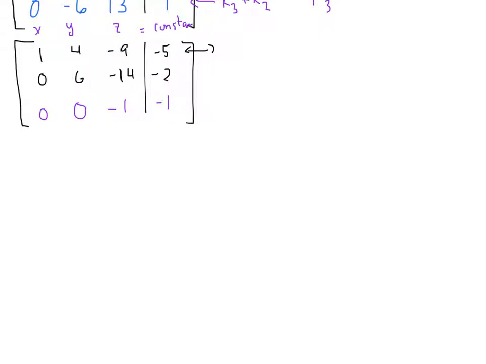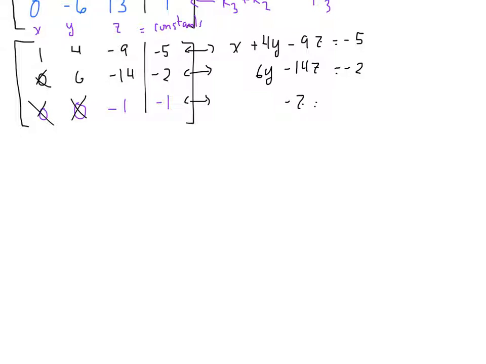And so now I'm going to translate back to equations, and this first line is x plus 4y minus 9z equals negative 5. The second row is, there's no x's, so I don't have to worry about those. There's just 6y's. So 6y minus 14z equals negative 2. There's no x's, there's no y's. I just have to worry about the z, and it says negative z equals negative 1.